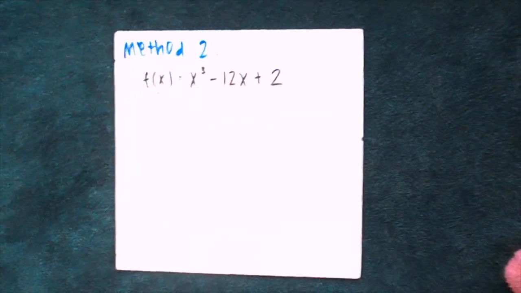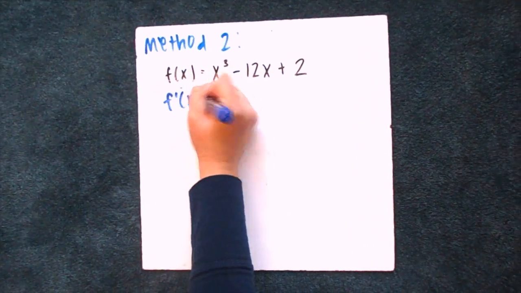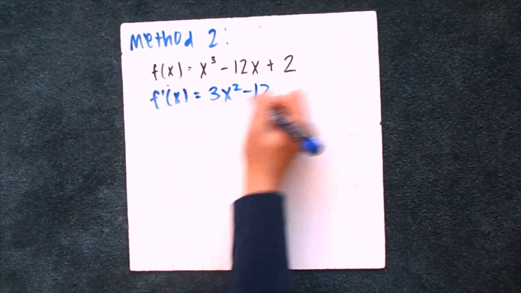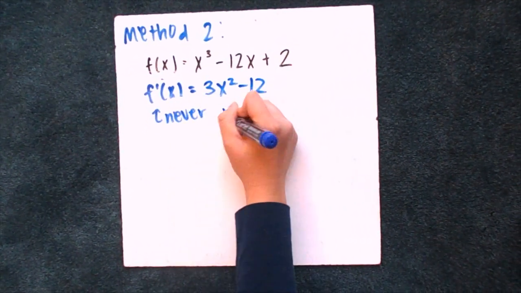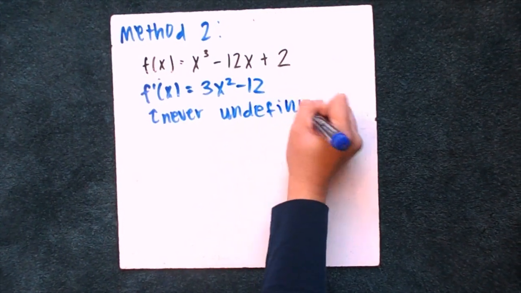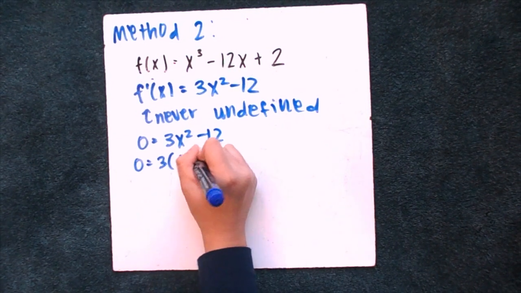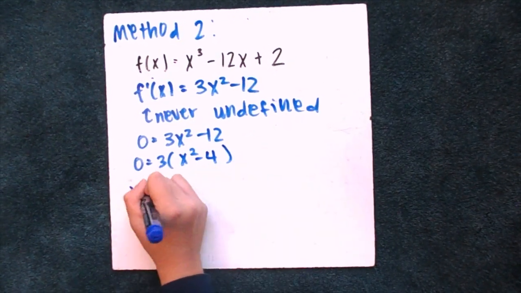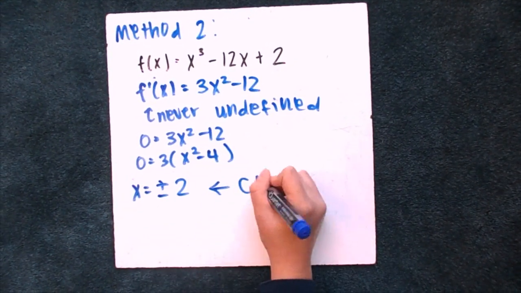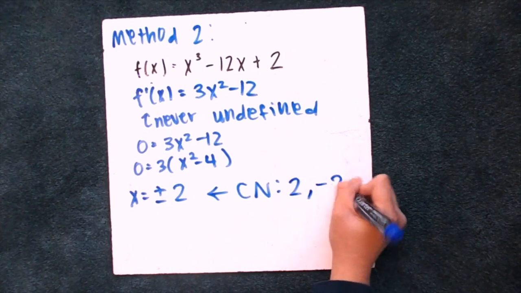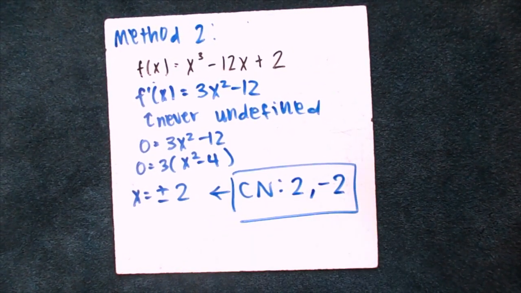To find the critical numbers when a function is presented, you first take the derivative of the function. A critical number is the x value when the derivative of a function is 0 or undefined. In this case, the derivative is never undefined, so you would then set the derivative equal to 0 and solve for x. In the end, the critical numbers of this function are x equals 2 and x equals negative 2.